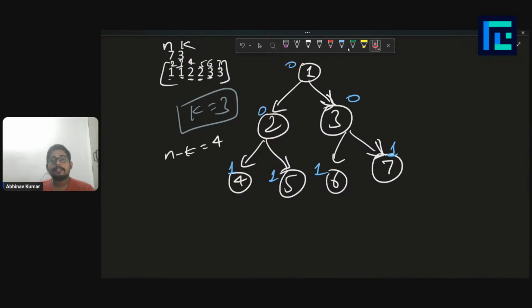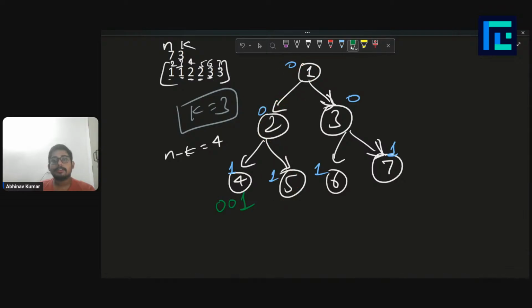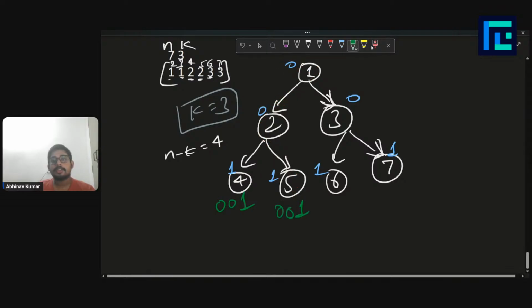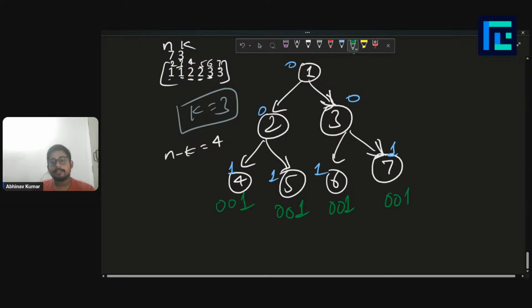So the name of this would be 0, 0, 1. What is the name of this leaf node? This is the path you would follow from the root to reach here. So 0, 0, 1. Here also it would be 0, 0, 1. The name of this leaf node is this path, 0, 0, 1.